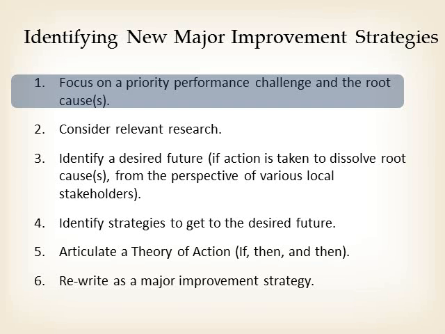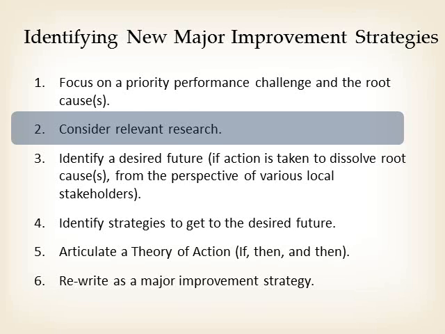The first step is to focus on a priority performance challenge and the root cause or causes associated with that priority. The team should consider the magnitude of the performance challenge and the degree to which dramatic change may be required to address this root cause, or if the root cause can be addressed with something that doesn't impact the entire school.